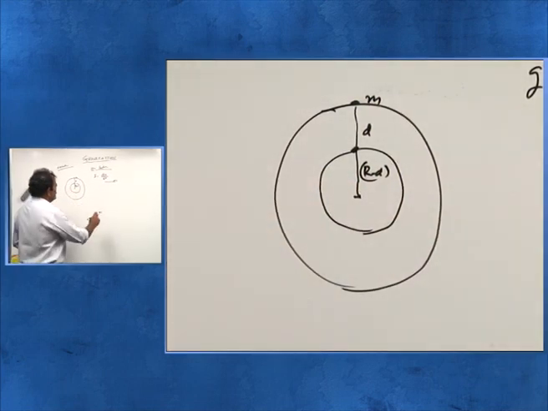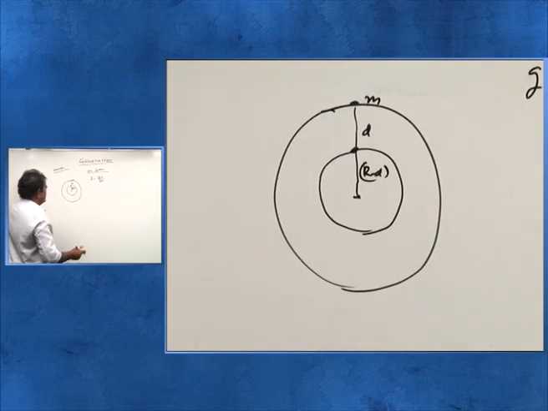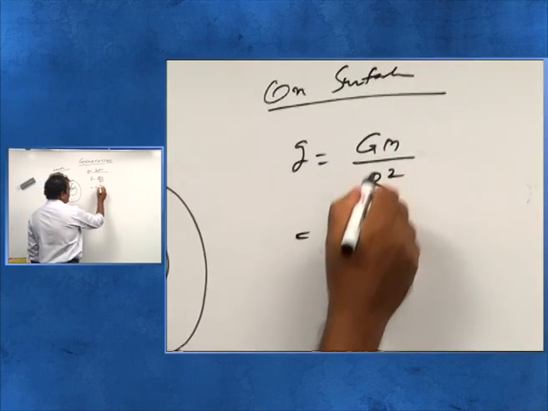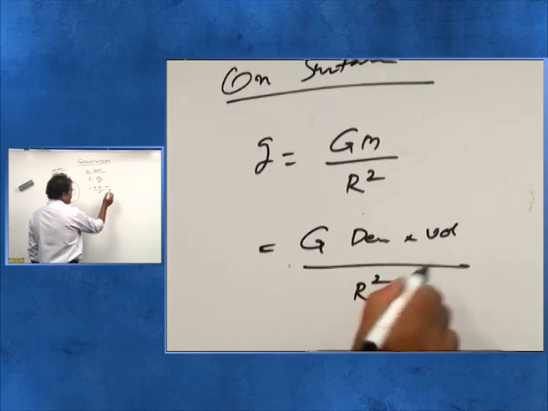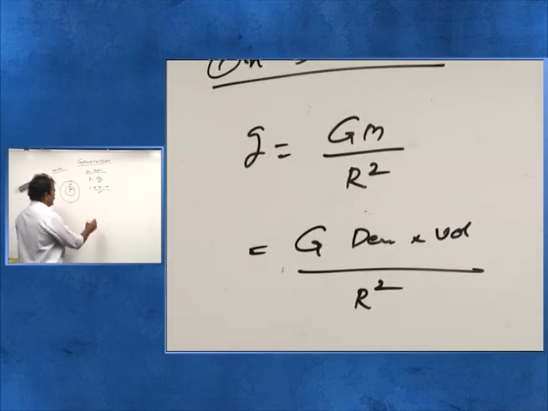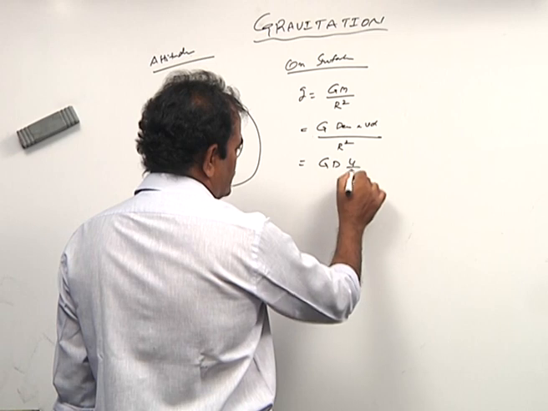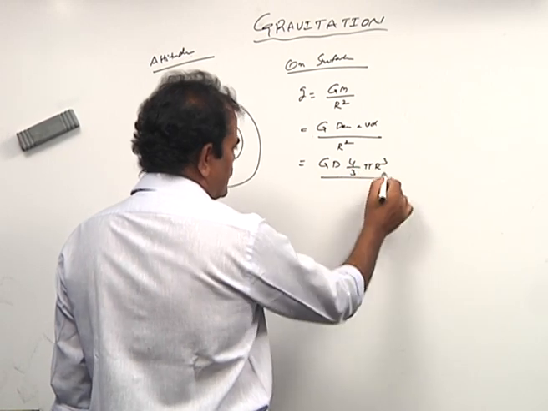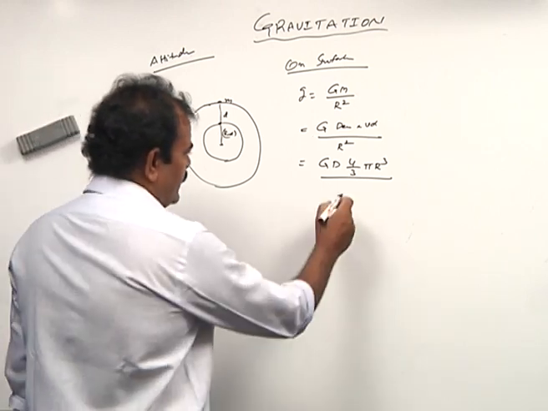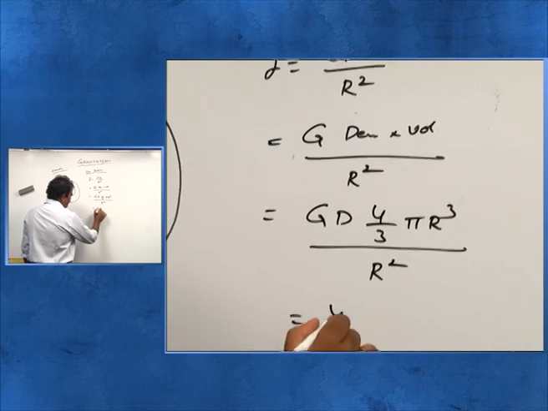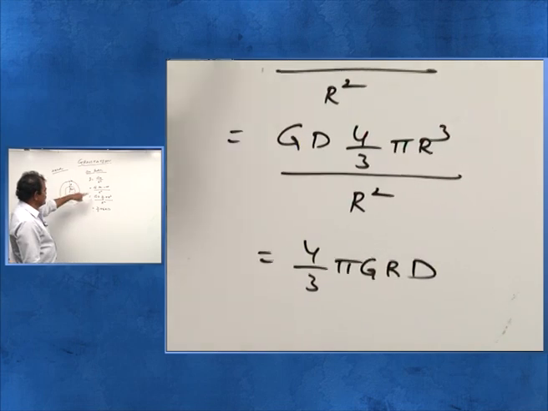In this case, g is equal to GM by r square, that is on the surface of earth, and here that can be changed as g is equal to capital G, M can be taken as density into volume, and again the r square is here. Density and volume can be taken as 4/3 pi r cube, because earth is considered to be a sphere. So the volume of that sphere is 4/3 pi r cube, and thereafter it is r square, and it is 4/3 pi G r d. This is on the surface of earth.